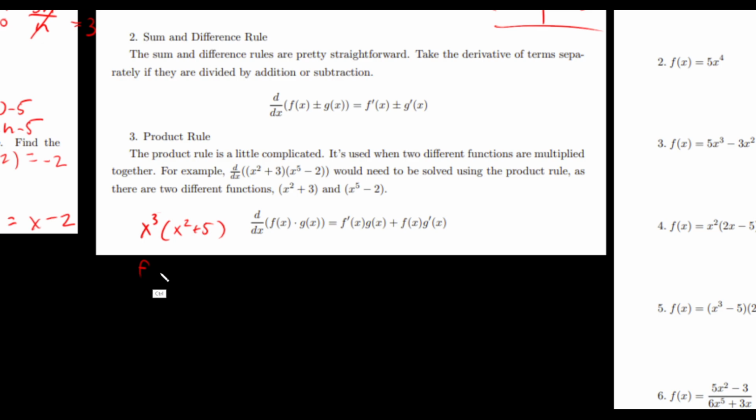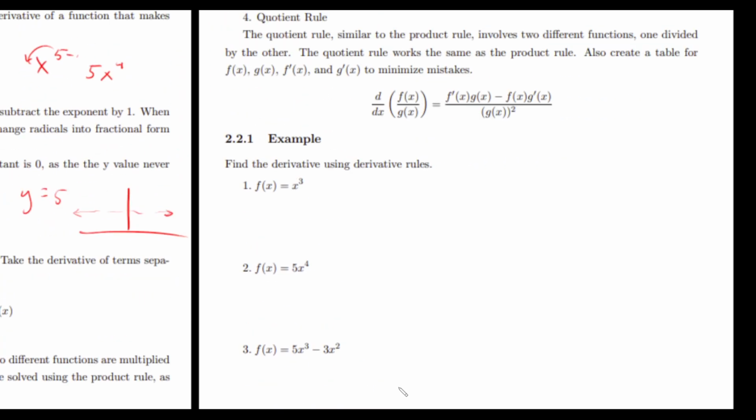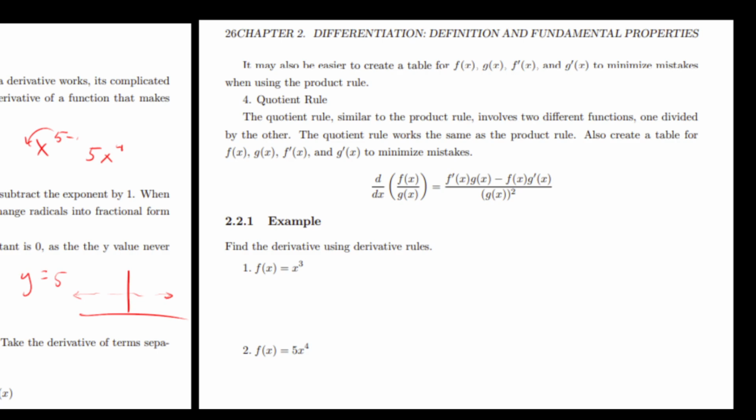And how I organize it is I draw a little table out. I label f is equal to x to the third, g is equal to x squared plus 5. Cool. And then that's how I do that. Next is the quotient rule. It's the same thing as the product rule, but instead the two functions are divided by each other, and our formula looks like that. It's a little more complicated.